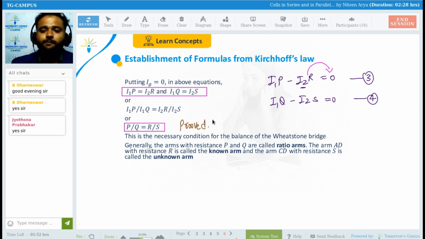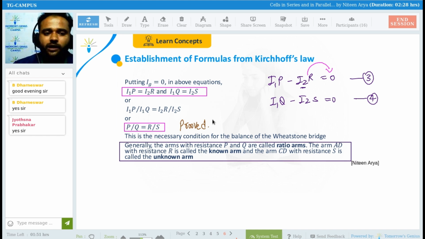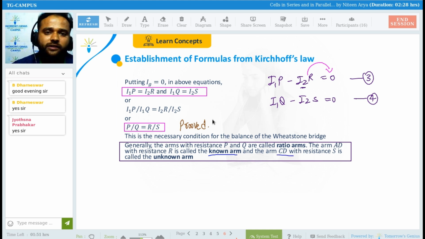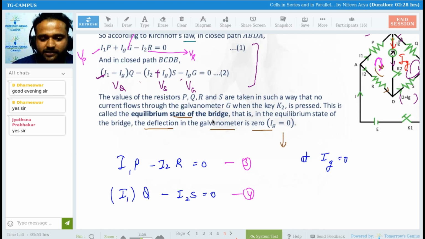So this is the necessary condition for the balance of the Wheatstone bridge. Generally, the arms with resistance P and Q are called ratio arms. The arm AD with resistance R is called the known arm. What are they saying here? This is also an important thing; if you read carefully, you get to know. Generally, P and Q are called ratio arms, meaning the P and Q ratio is given to you. The arm AD with resistance R is the known arm. What is the meaning of this? This particular resistance is known to you. And this CD resistance S is the unknown. They ask you to find this.